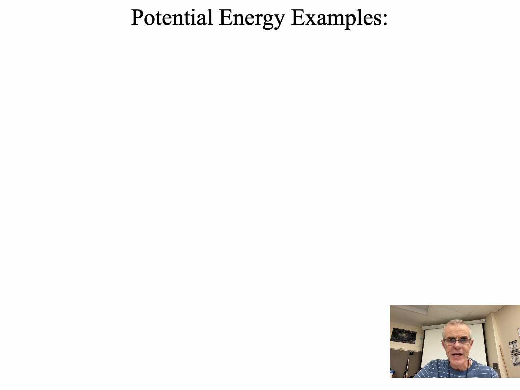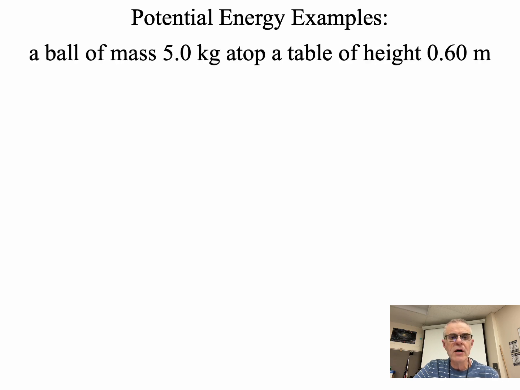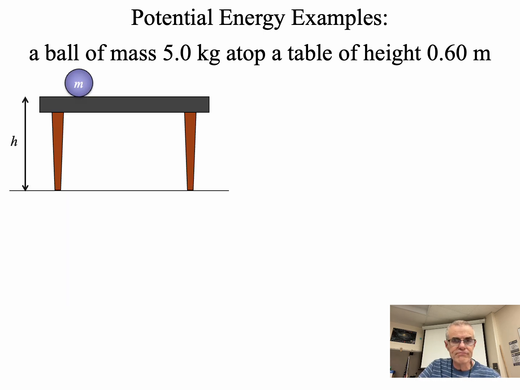Let's look at some examples. So here are some examples of potential energy. Let's go back to our bowling ball. Suppose we just set our bowling ball on top of a table. Might look something like this. Our bowling ball has a mass of 5 kilograms, sitting on top of a table that's, say, 0.6 meters high. What do we calculate if we get the amount of potential energy? Well, we're going to use that formula, mgh.